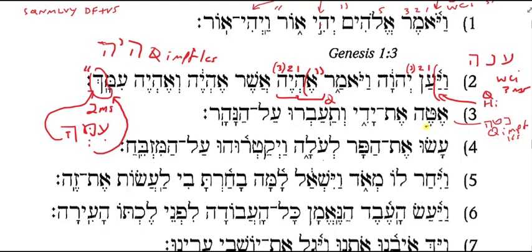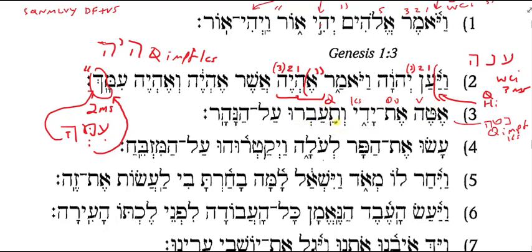This is I will stretch out. What will I stretch out? Here's the direct object, et yadi. I will stretch out my, first common singular pronoun, my hand. Okay? So verb, subject is unstated, direct object.